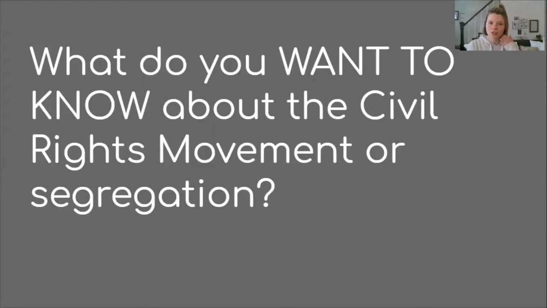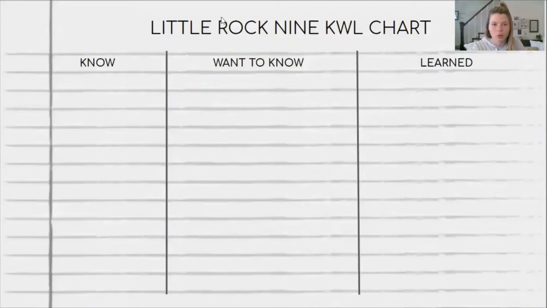Then I want you to ask yourself, what do you want to know about the civil rights movement or segregation? This will go in the middle section of your KWL chart. I recommend trying to think about 2 or 3 things that you want to know, and hopefully those get answered in this video. And if not, you have the beautiful resource of the internet to figure them out for yourself.